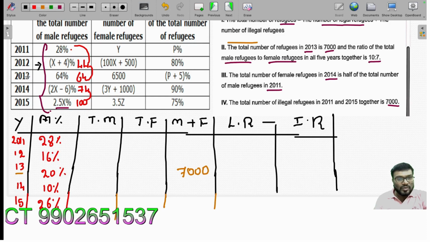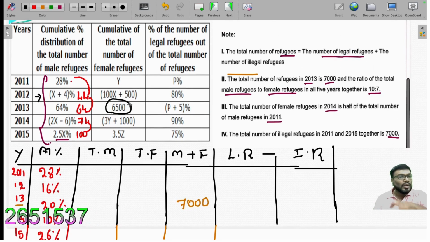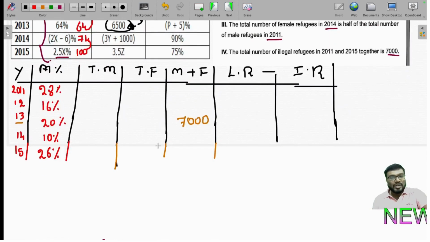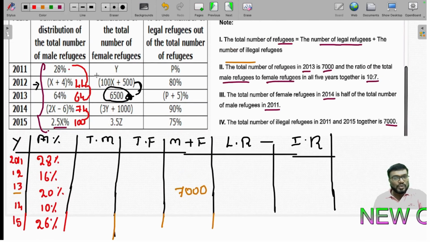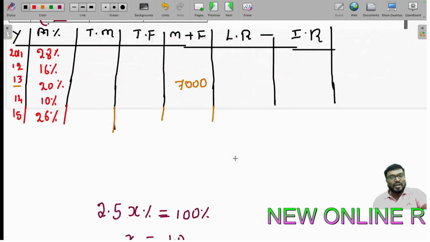We know in 2013 we have 6,500, which is a cumulative value. This table is cumulative. Cumulative means this value includes the previous ones. This value 6,500 includes this value. So if I remove 2012 from 2013, I will get the 2013 value. The x value I know; if I substitute here, 100x plus 500, x value is 40, 100 into 40, 4000 plus 500, 4500.